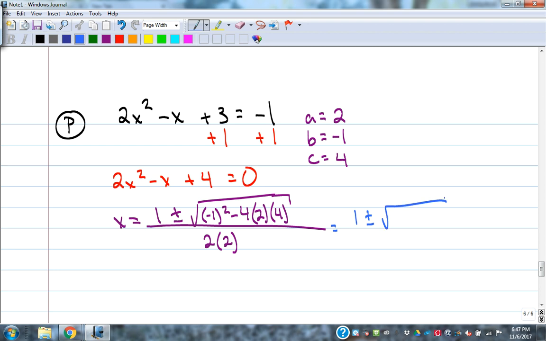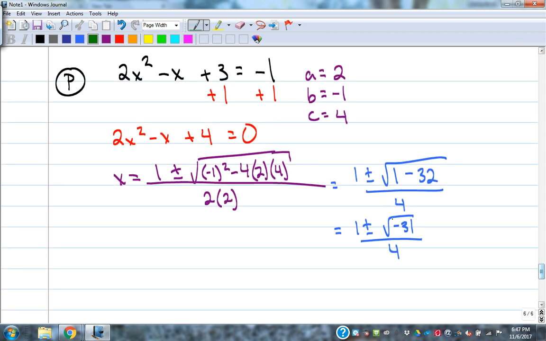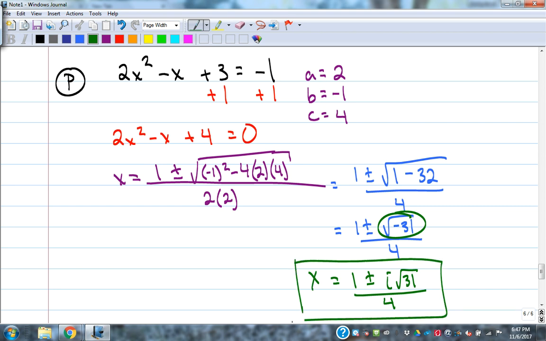1 plus or minus the square root of 1 minus 32 over 4. Square root of -31. Can that simplify any? It's a negative inside, so what will always come out? An i. The number 31's prime, so it won't do anything. There we have our solutions to that quadratic.